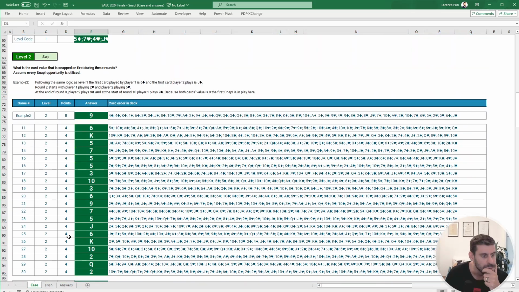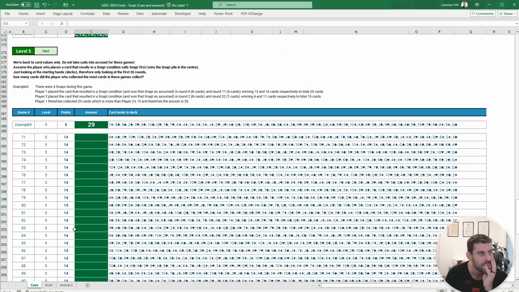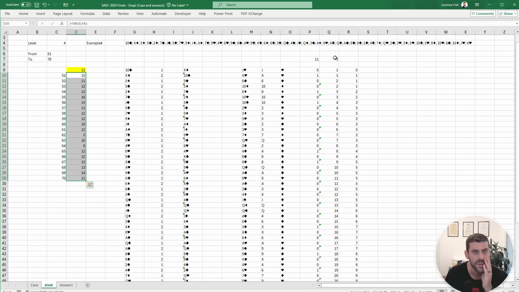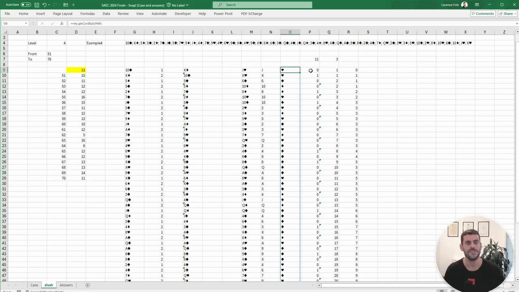Okay, so I can get rid of the suits. Assume the player will place a card that results in a snap condition first. Just looking at starting hands, before looking at the first 26 rounds, how many cards does the player who collected the most cards in this game collect? Okay, so I need to count how many cards are collected.